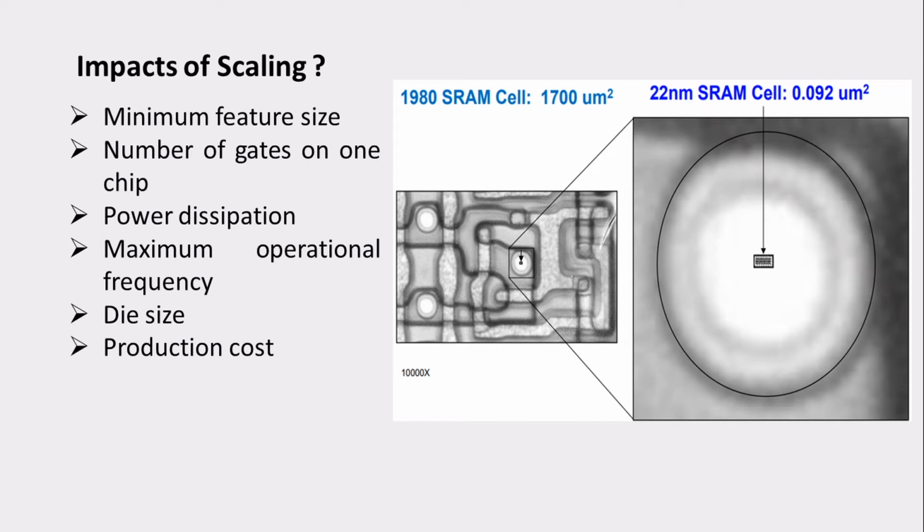Here you can see as an example the same SRAM cell which was produced in the 1980s and which was 1700 micrometer square, whereas this is an example of a 22 nanometer SRAM cell, where the area required to cover what we had achieved in 1980 has been reduced so widely. In the 1980s the area was 1700 micrometer square, but using 22 nanometer technology the same thing has been achieved in an area of 0.092 micrometer square.